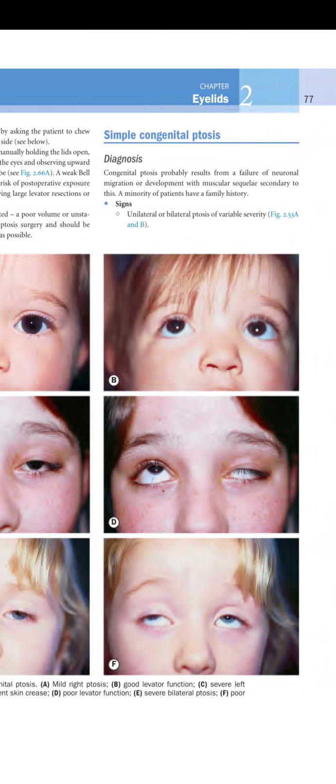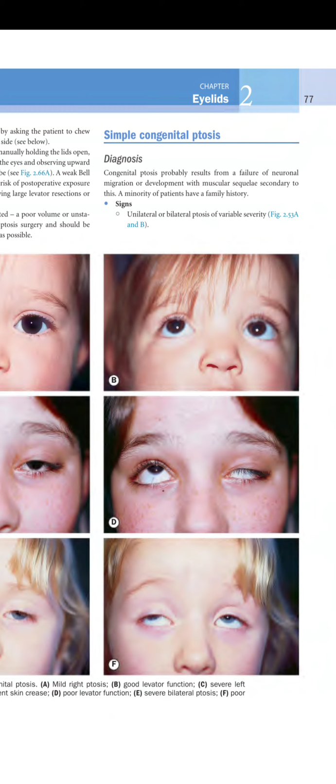Diagnosis: congenital ptosis probably results from the failure of neuronal migration or development, with muscular sequelae secondary to this. A minority of the patients have a family history. So what happens is basically the neurons that need to go to the muscles are unable to migrate. So that is why the congenital ptosis develops.